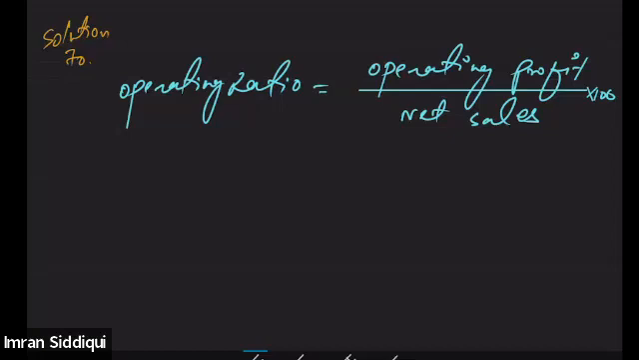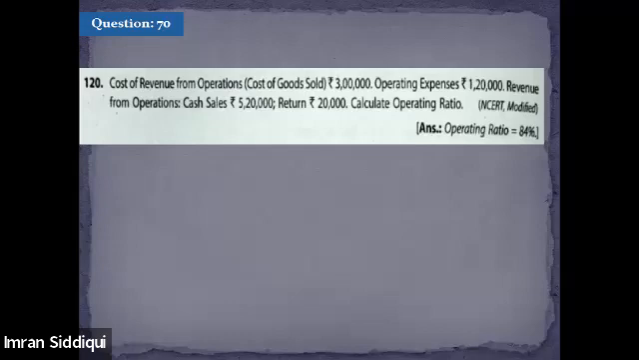Yes, sir. Okay. So now let's get back to the question. In the question, it says cost of revenue from operation, that is cost of goods sold, is already given. Operating expenses 1,20,000. Revenue from operation, which is cash sales, 5,20,000. Return 20,000. So these are all given. You need to find out the operating ratio.